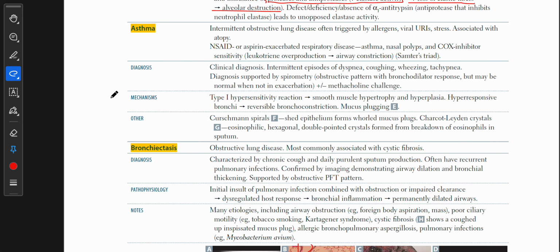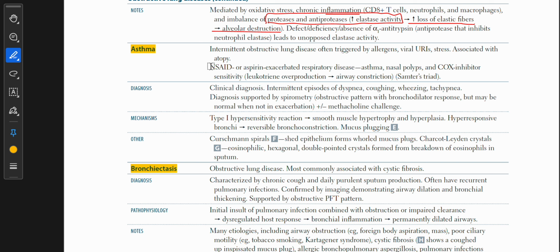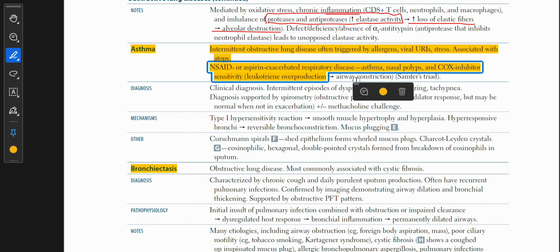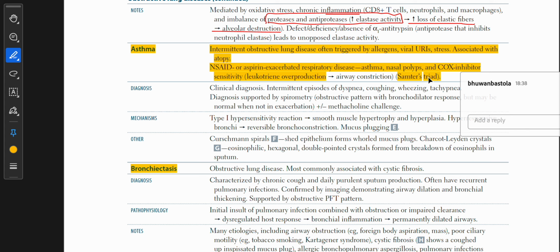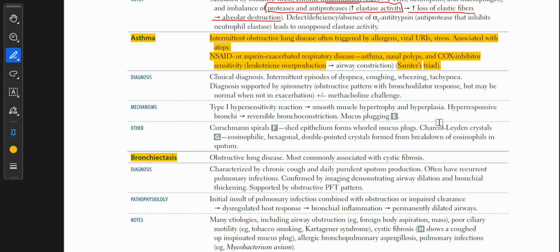So let's go to asthma. Bronchial asthma is a very common disease diagnosed these days, and it is an intermittent obstructive lung disease, often triggered by allergens, viral upper respiratory tract infections, and stress, and it is associated with atopy. And also there is NSAID or aspirin exacerbated respiratory disease: asthma, nasal polyps, and COX inhibitor sensitivity, which causes leukotriene overproduction, and then airway obstruction. That is Samter's triad. You have to remember this, Samter's triad, right?